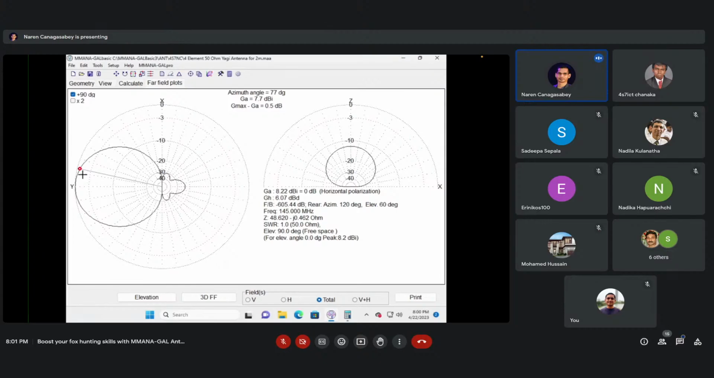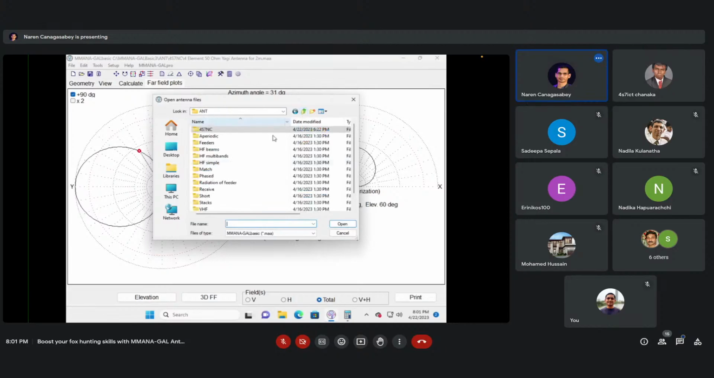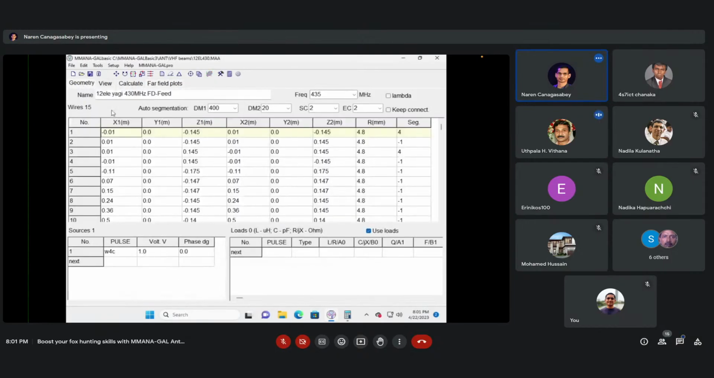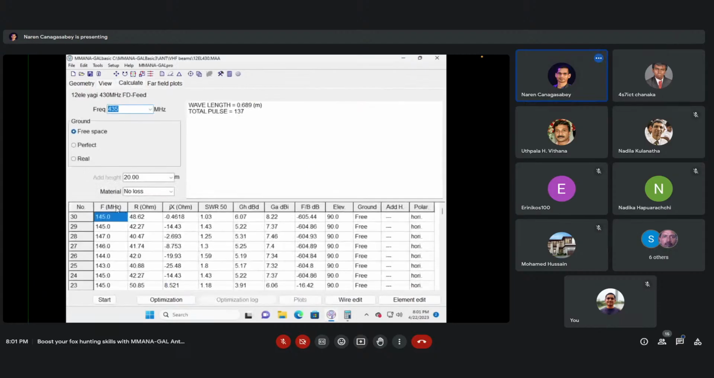Let me see if I can show you an antenna with the nulls. So these are models which come with the software. Let me take 12L1 430. So here we see a 13 element modified Yagi. The calculations.